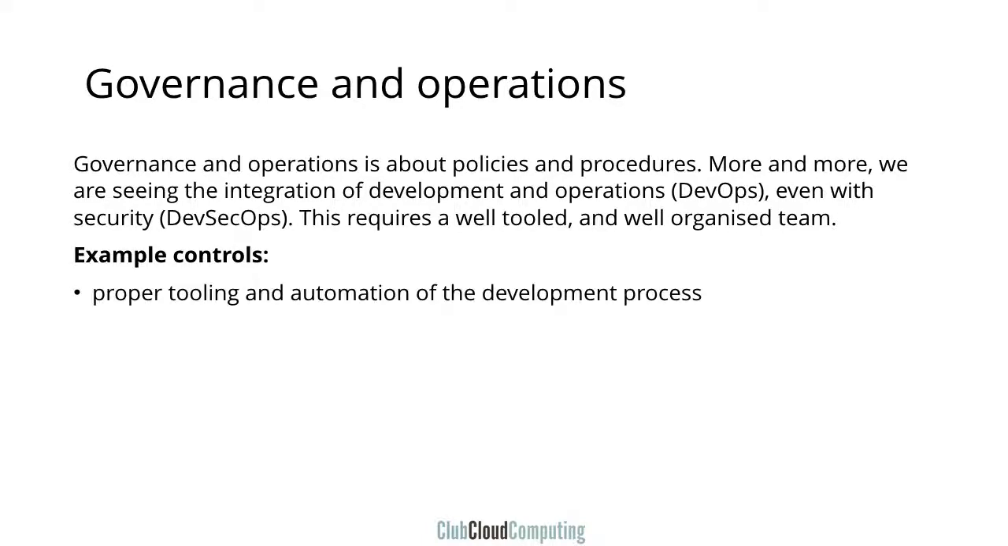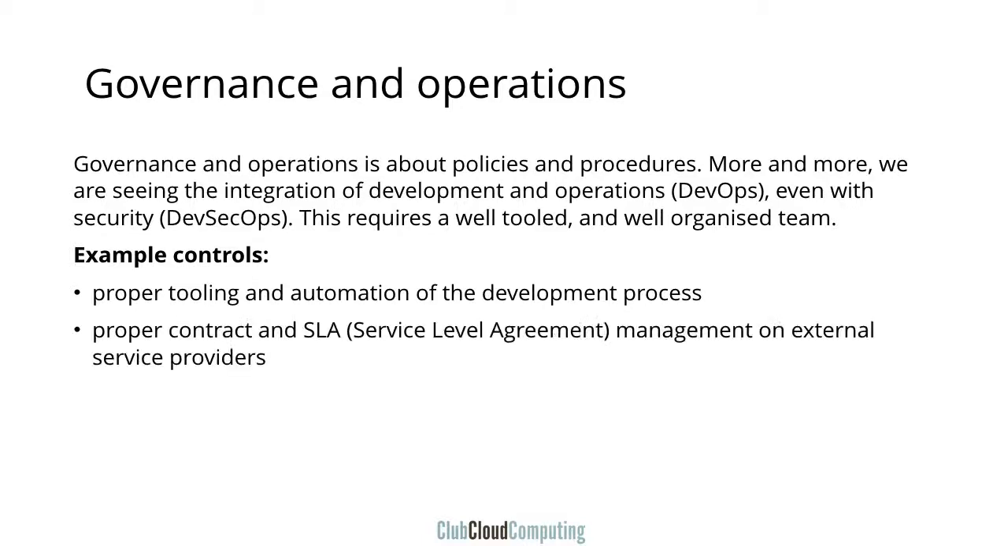Example controls here are obviously the right amount of tooling and automation in the development process. Everything that's manual is not scalable. You will need proper service level agreements and management of that on external service providers where you have stuff. I mean, are you getting the stuff that you order, and are they doing the things in terms of security and protection that you require? And actually, this is not just external service providers. This is also with internal service providers, whether they be hardware provisioners or API providers.